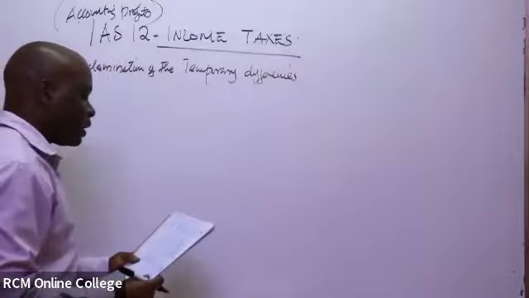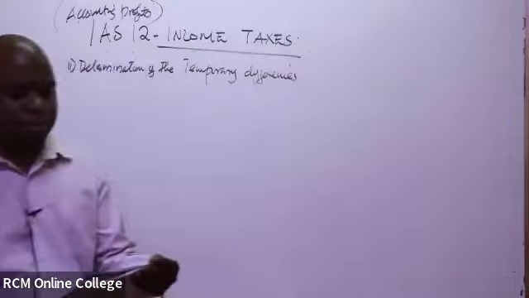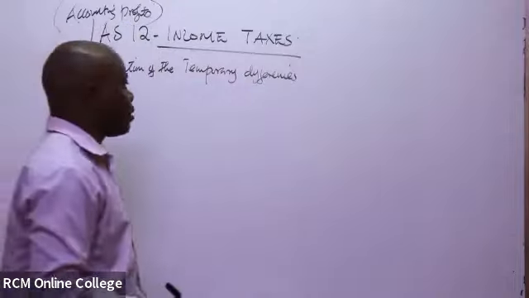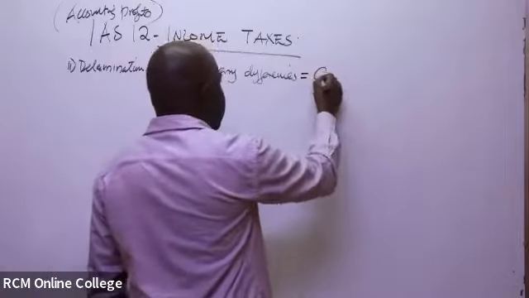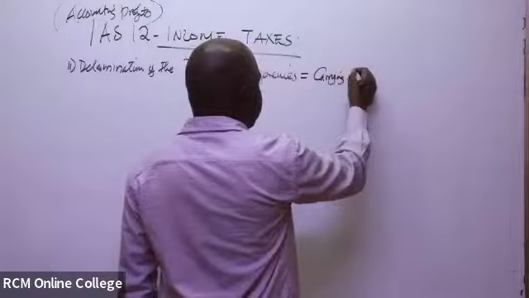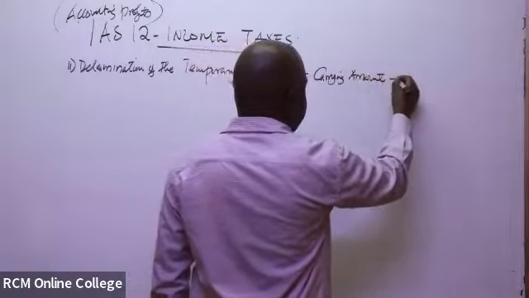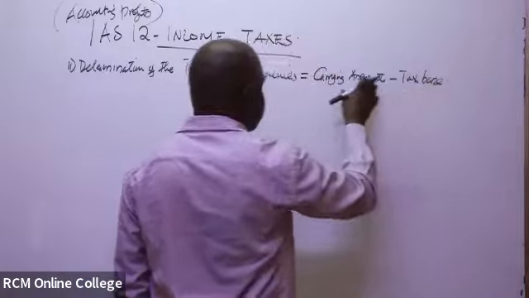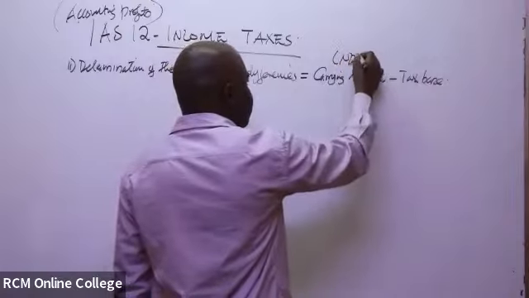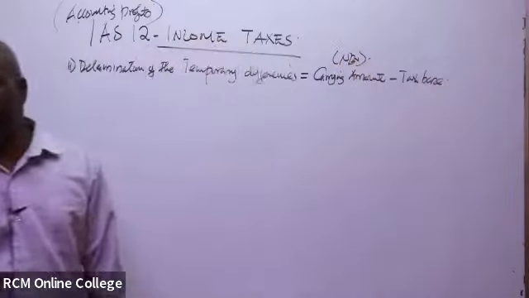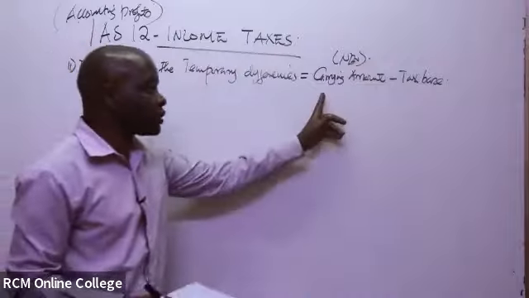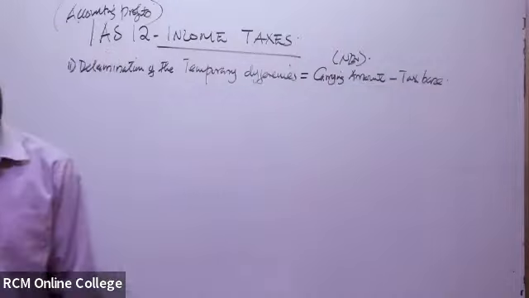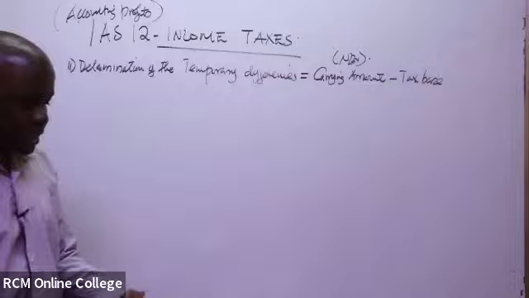So of course, in this case, as per our formula, the temporary difference is equal to the carrying amount minus the tax base, the one that the taxman understands. The carrying amount is the net book value. In simple terms, you simply take the cost minus the depreciation.